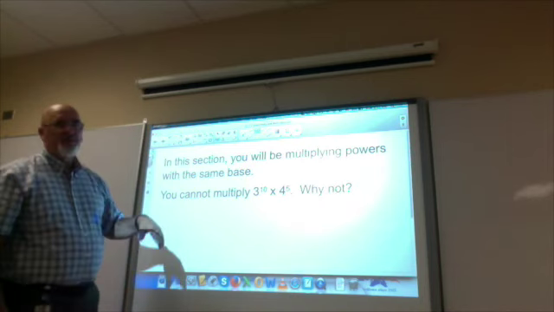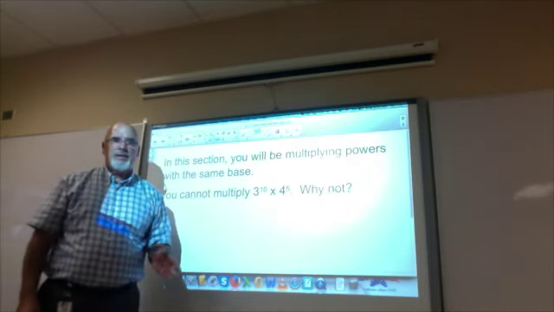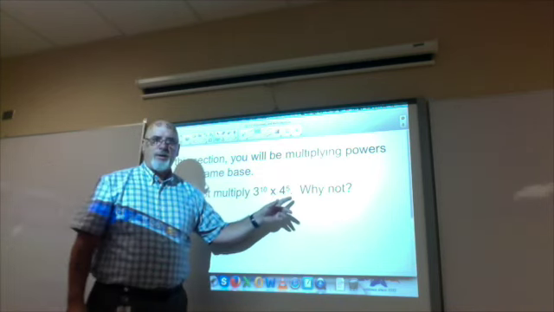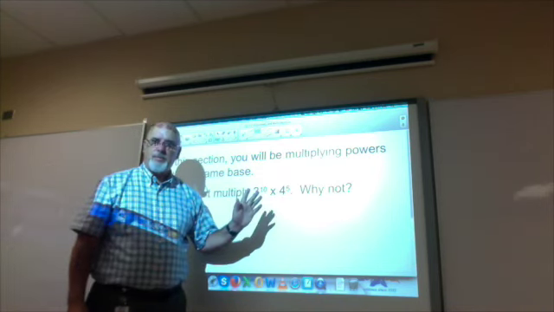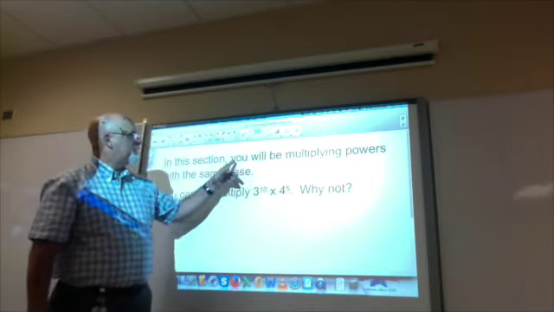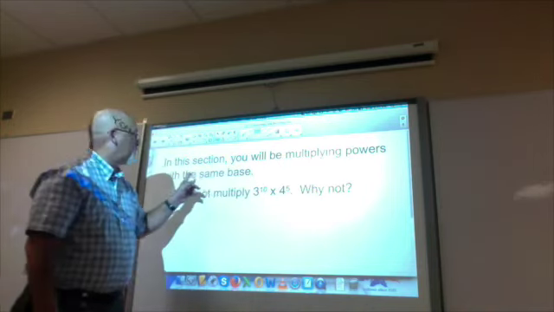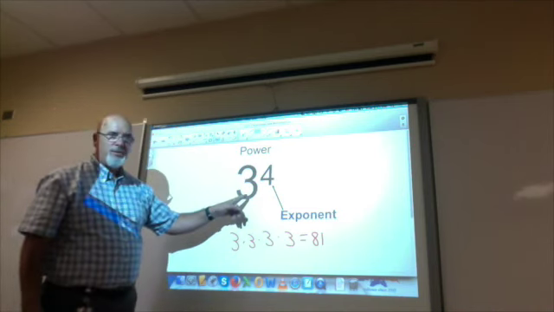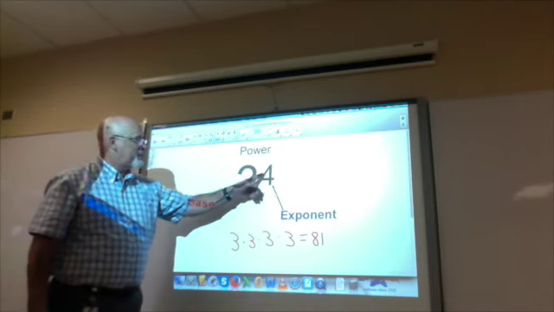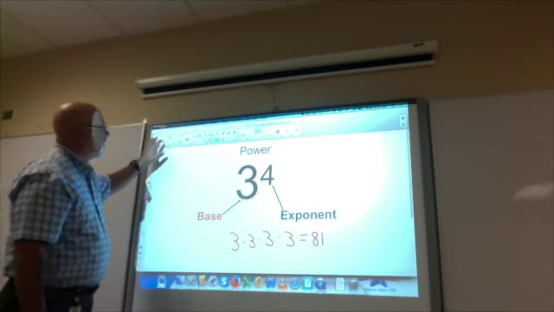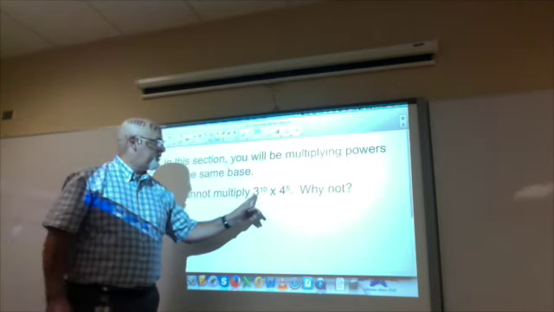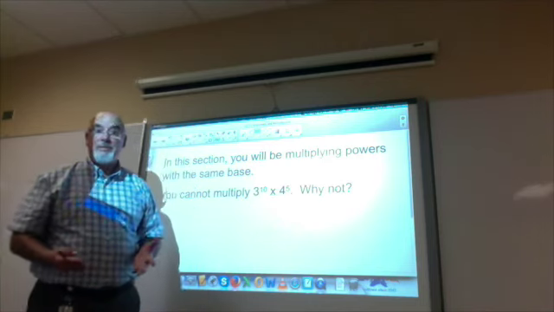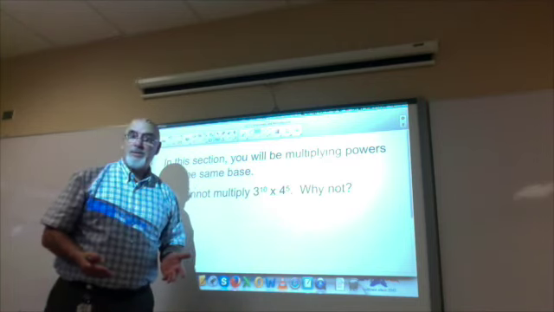In this section, you're going to be multiplying powers with the same base. Now, you cannot multiply 3 to the 10th times 4 to the 5th. Why not? Because it says right here, you'll be multiplying powers with the same base. And the base is the 3 here, the big number. The little number is the exponent. Here, the base is 3. The base is 4 here. They're not the same base, so you can't multiply them by each other.